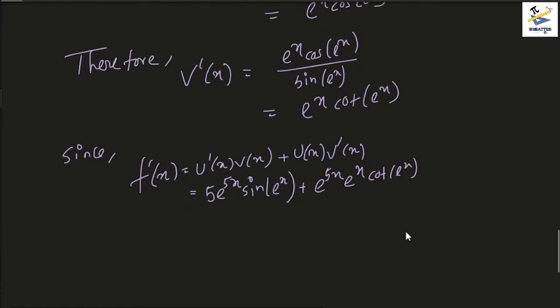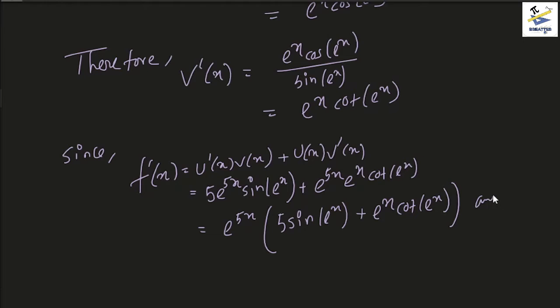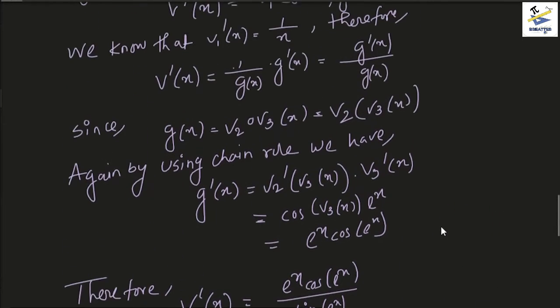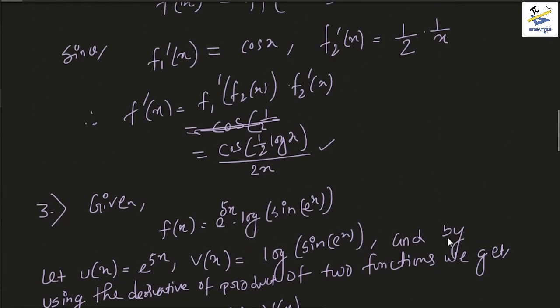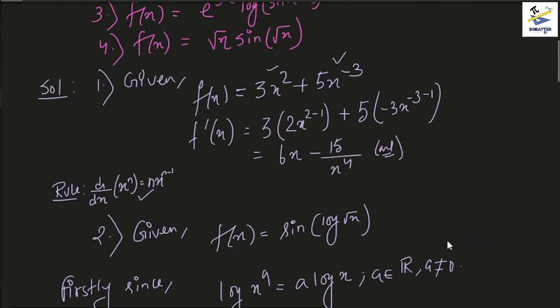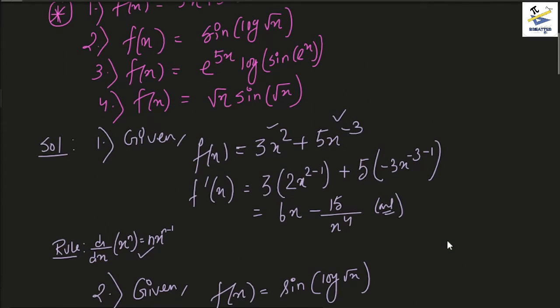And what we can do is take e to the power 5x common. What we get is 5 sine e to the power x plus e to the power x cot of e to the power x, which is the answer for our derivative. So as you can see, this question was on the harder side of derivatives, so we needed some composition to do that.